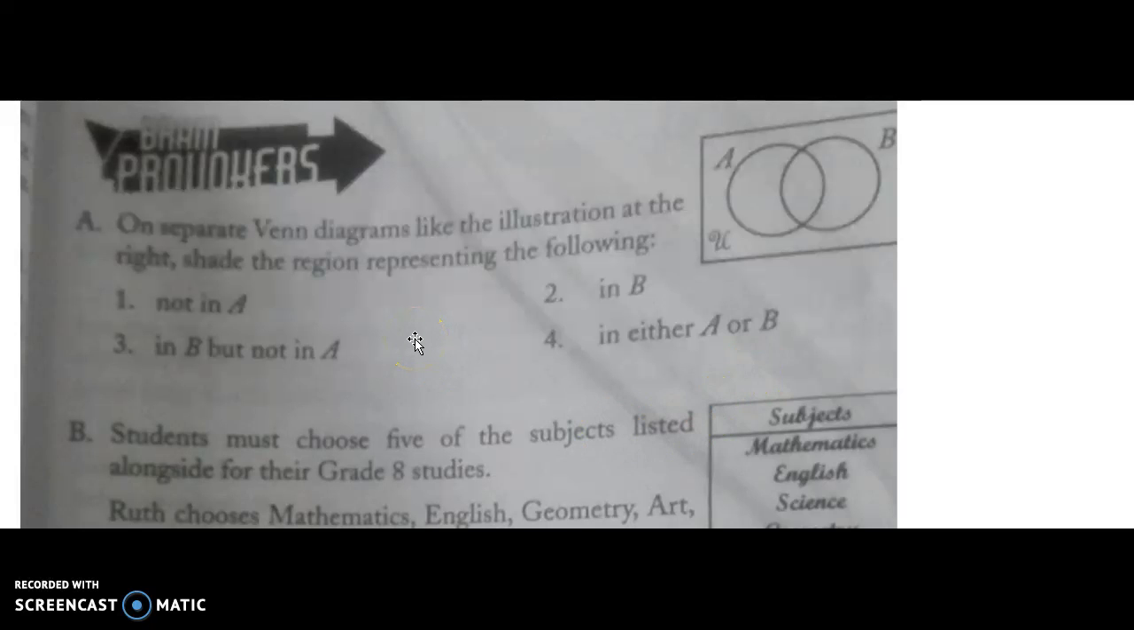Okay, so this time the problem is written in mathematical statement and you're going to illustrate it in a Venn diagram. Letter A. On separate Venn diagrams like the illustration at the right, shade the region representing the following. Not in A. So this is another term for A prime, or the letter A with a dash on top. That means everything that doesn't belong to A. Here's your Venn diagram.